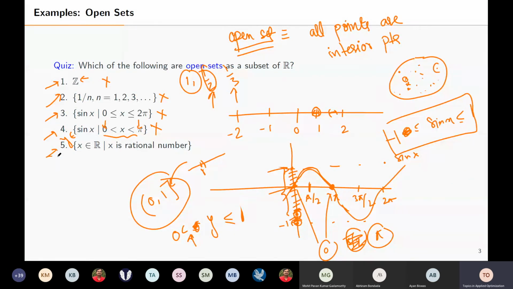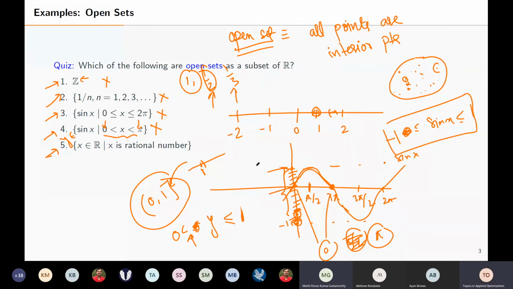Now the fifth one, the set of all rational numbers. Is this an open set? No, sir. Why? Because the neighborhood of every rational number would contain irrational numbers, which are not in the set. So yes, that is not an open set.